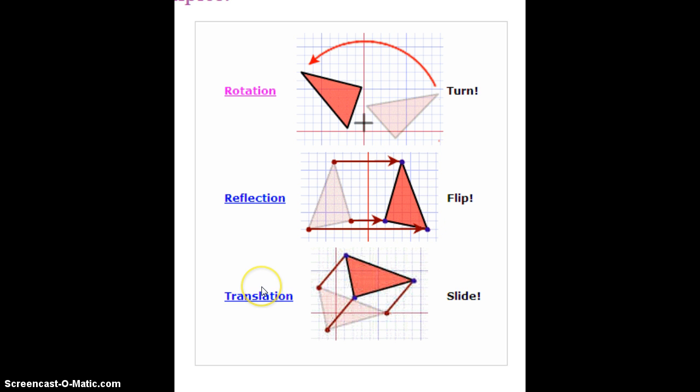The last one we're going to talk about is a translation. And for a translation, we are basically taking a figure and sliding it on the coordinate plane. So the image, as you see here, of the original image and our final image look identical to each other. They didn't turn, they didn't rotate, they didn't reflect. All it did was change spots on the coordinate plane, and that is how you identify a translation.